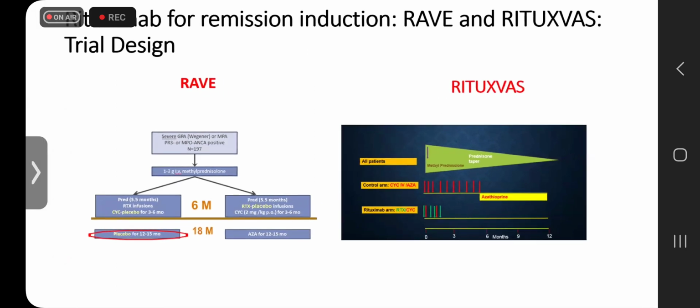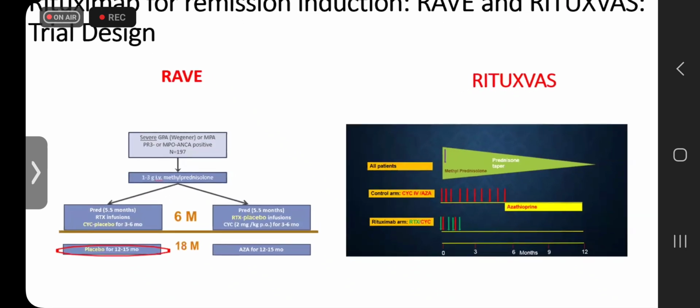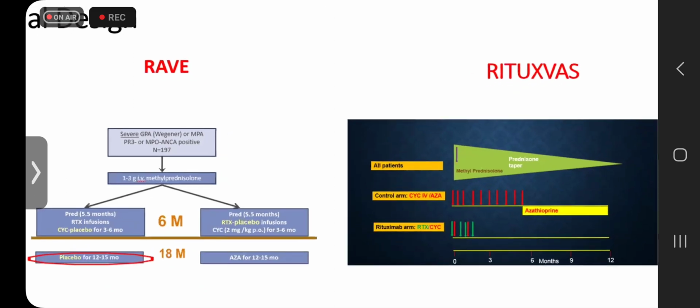The first is the RAVE trial, which is the trial that was conducted in US, enrolled patients with severe GPA, 197 patients. All patients received pulse methylprednisolone 1 gram daily for up to 3 days. And then they were randomized to get either rituximab 4 weekly infusions with placebo, cyclophosphamide pills, and no maintenance. And the other arm got cyclophosphamide oral with rituximab placebo and maintenance with azathioprine. Both arms received oral prednisone, which was tapered to 0 by 5 months.